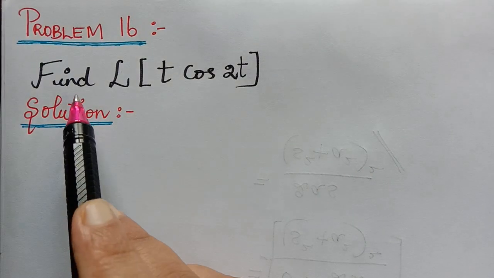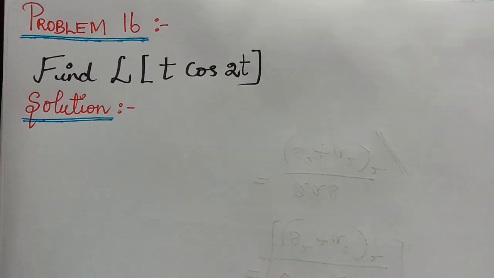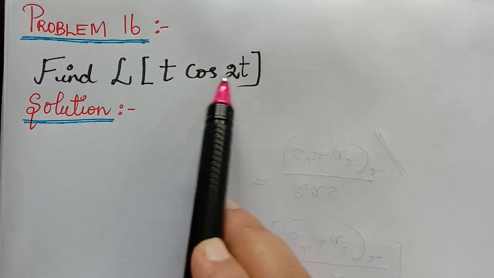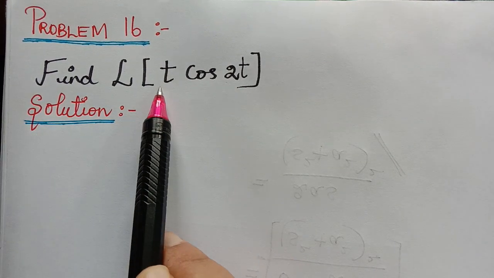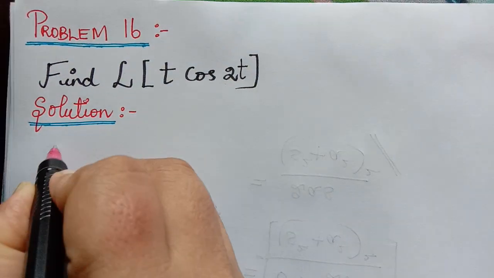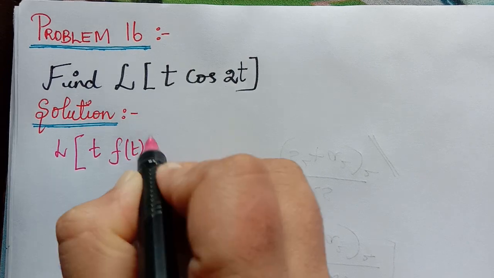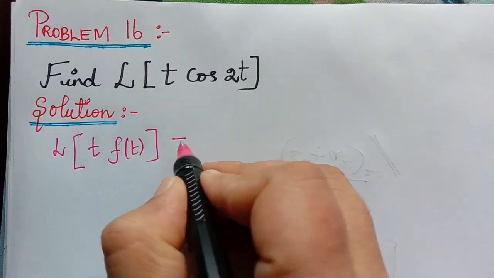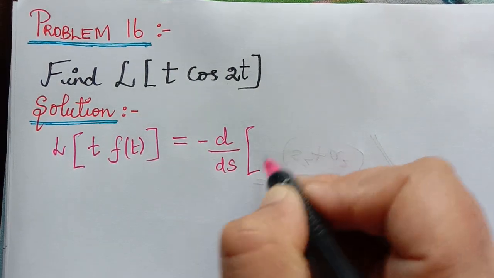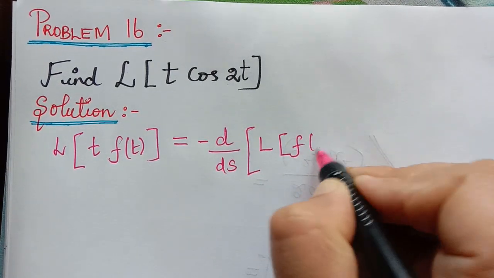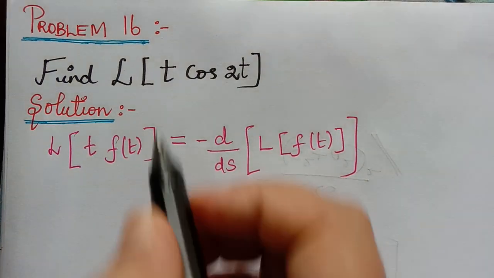Here we have problem 16, where we have to find the Laplace transform of t cos 2t, which is a product of two functions where one of the functions is t. So this is of the form Laplace transform of t f of t. By the theorem, we know that it is equal to negative d by ds of the Laplace transform of f of t. So we have to apply this theorem in order to solve this problem.